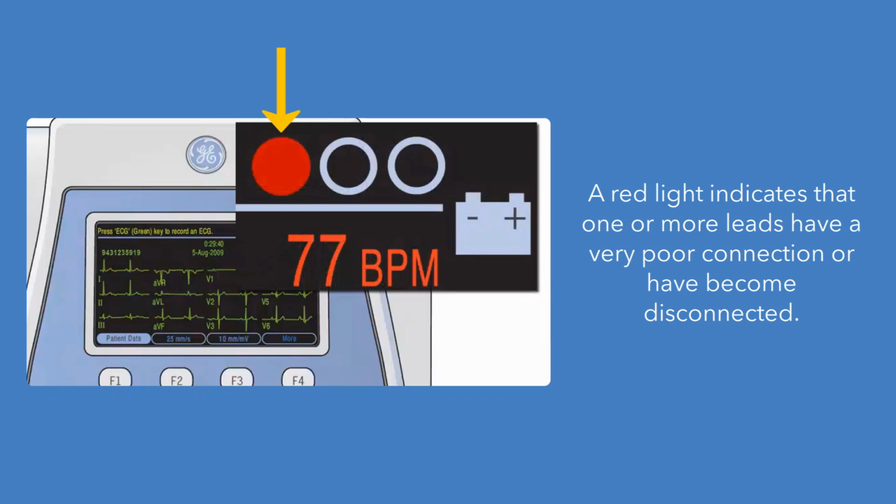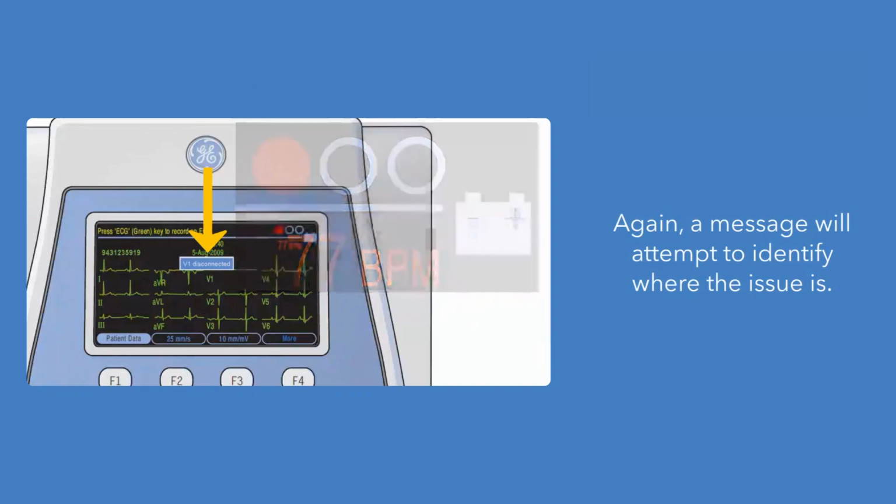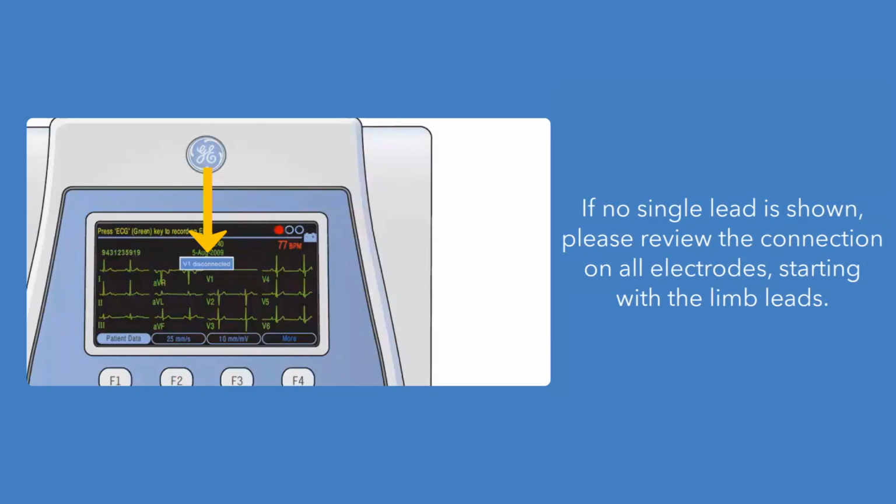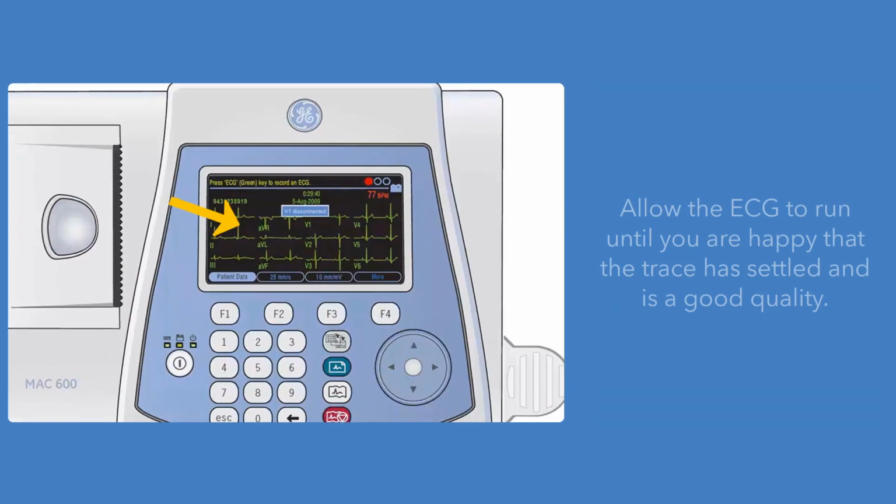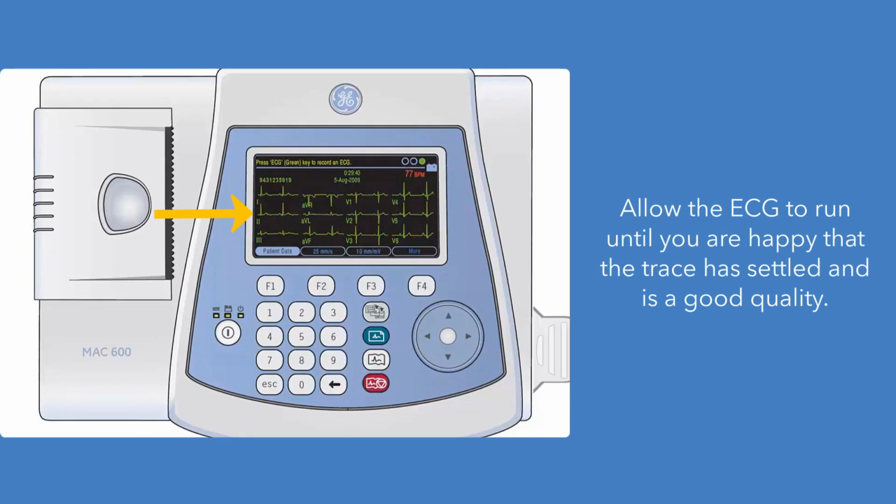A red light indicates that one or more leads have a very poor connection or have become disconnected. Again, a message will attempt to identify where the issue is. If no single lead is shown, please review the connection on all electrodes, starting with the limb leads. Allow the ECG to run until you are happy that the trace has settled and is a good quality.